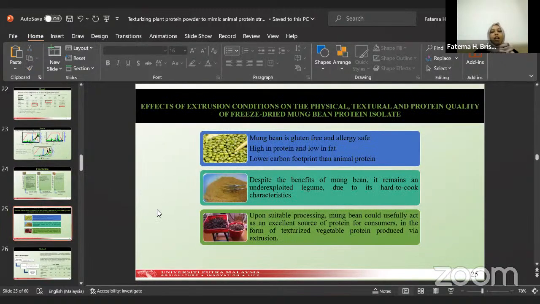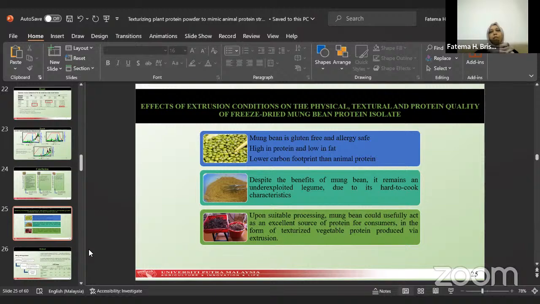Okay, next we have the effects of extrusion parameters on the texturized mung bean protein isolate. So in this chapter, we want to produce our TVP. One of the other reasons for using extrusion technology is that most legumes have anti-nutritional properties. They have some components that may reduce protein absorption in your body. That's why traditionally when we cook legumes, we soak them for a long period of time, 24 hours, or we cook them under high pressure. Those can eliminate some of the anti-nutritional factors, but it takes a long time.